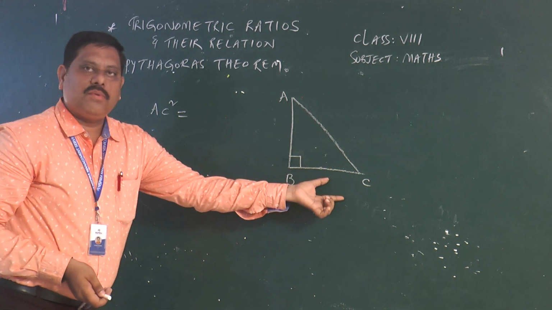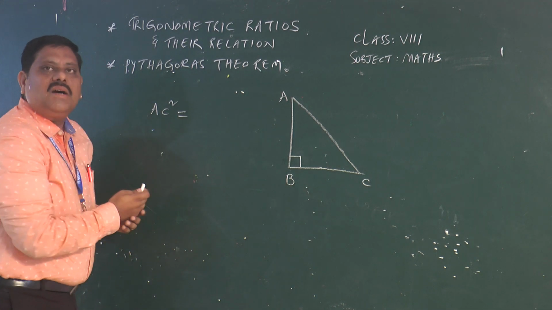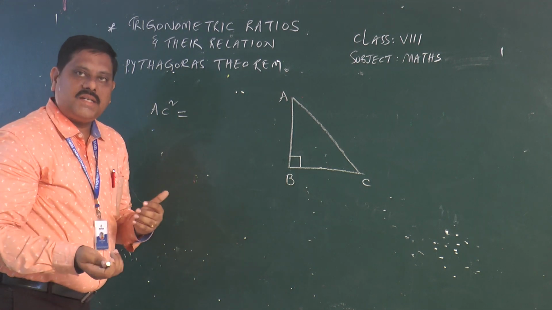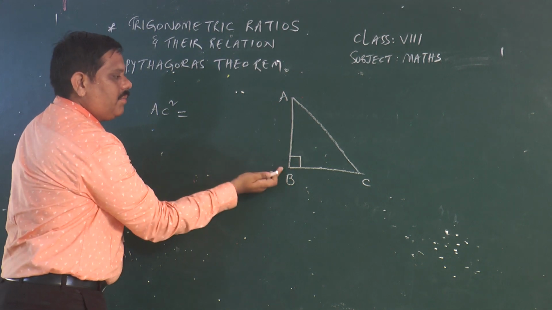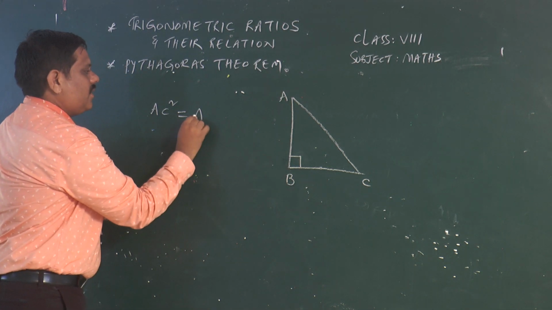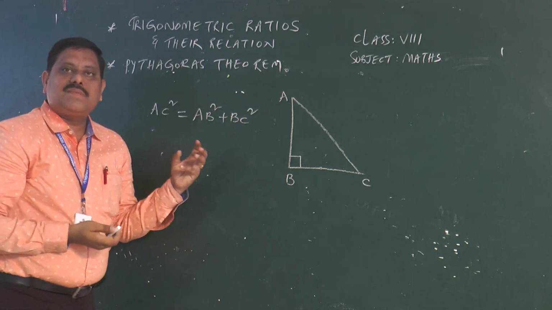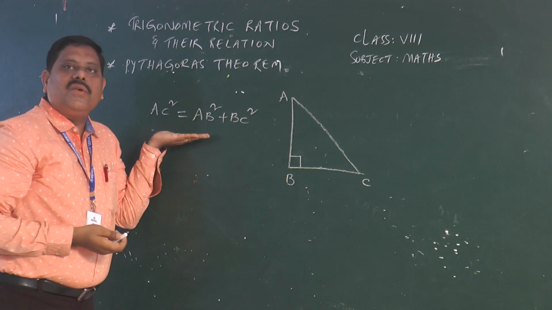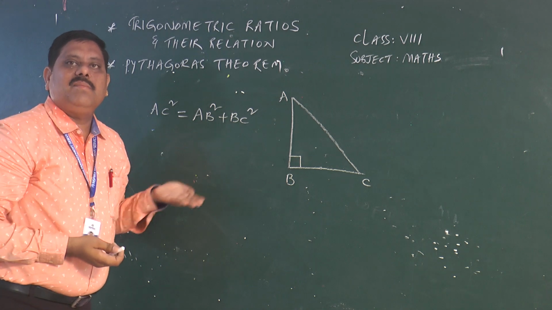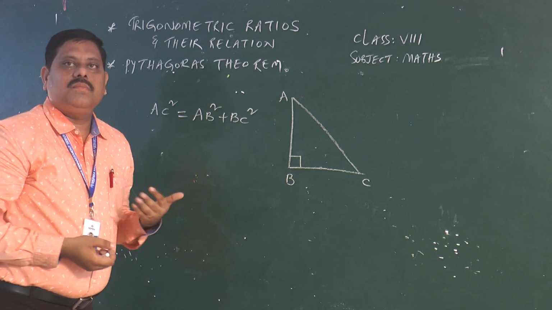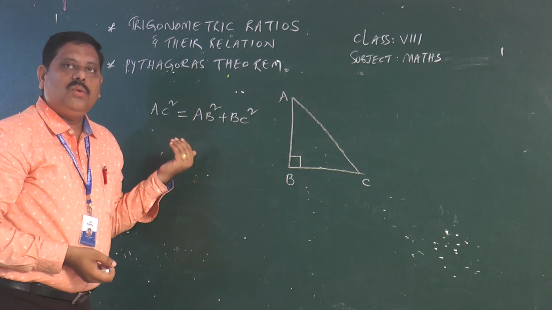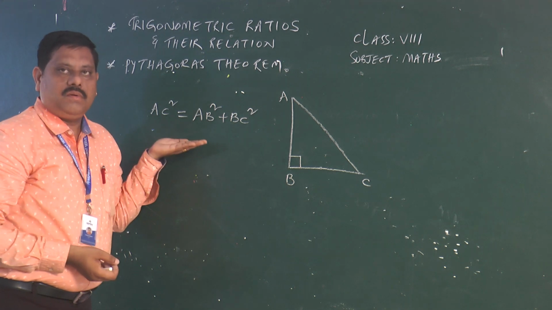So the square of the hypotenuse is equal to the sum of the squares of the other two sides. So what are the other two sides? AB and BC. So AC square is equal to AB square plus BC square. This particular statement we use as a theorem, and that is named as Pythagoras theorem. He is a mathematician who introduced this into mathematics.